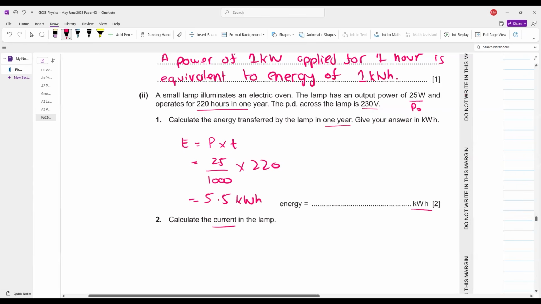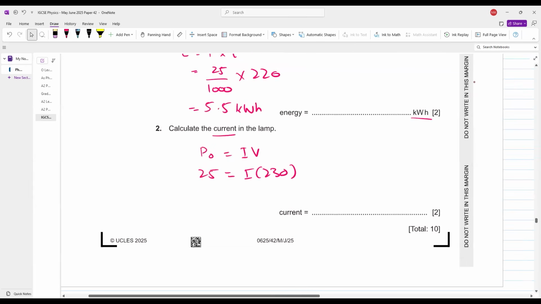You have to calculate the current in the lamp. कैसे निकालोगे? Power output is equal to current into voltage. Power output क्या है, 25. Current नहीं पता. Voltage क्या है, 230. Can you calculate the current? 25 divided by 230 is equal to your current. What does your answer come out to be? 25 divided by 230. This comes out to be 0.11 ampere as your current. Okay, आगे बढ़ते हैं बेटा.